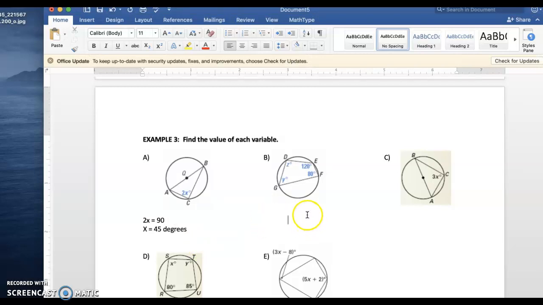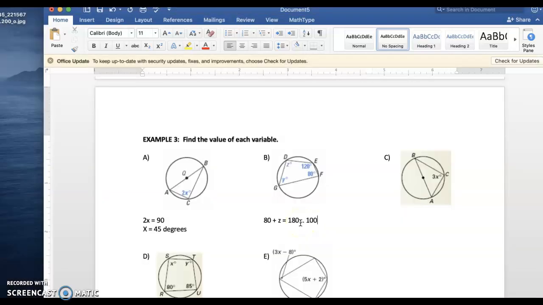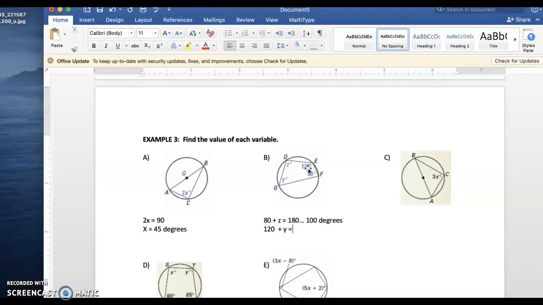In part B, if I want to find the values of the variables, I know that opposite angles are supplementary. So I know that 80 degrees is angle F, and the angle opposite that is D, which is represented by the variable Z, and I know they both have to equal 180 degrees. So if we solve for Z, I know that has to be 100 degrees. Then for the next set of variables, I see that E is 120 degrees, and the angle opposite that is Y, and they also have to add up to 180. Therefore, Y is equal to 60 degrees.